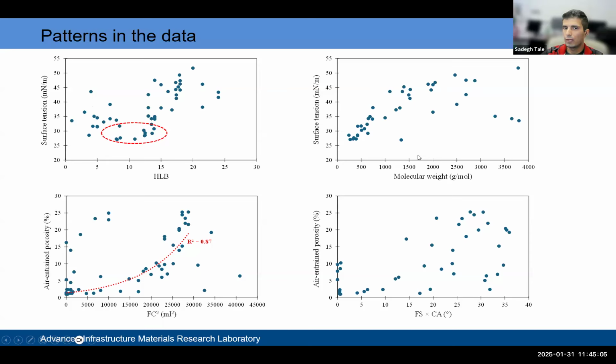Also, in terms of molecular weight, as I mentioned, it can affect the packing density at the interfaces. So we see a relatively positive correlation between surface tension and molecular weight. And the smallest molecules resulted in the lowest surface tension overall. As I said, foaming can be important in terms of air entraining, and we see that the square of foaming capacity, the initial foaming, is correlating pretty well with the air entraining performance.